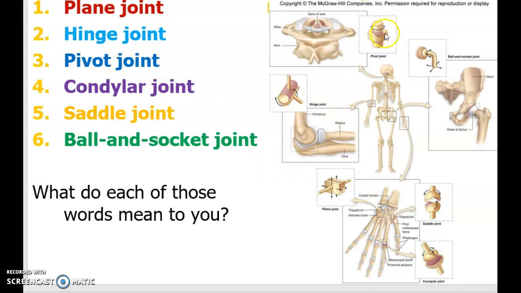A pivot joint, you have it between the ulna and the radius, and you have it between the dens of the axis and the atlas, since the atlas has no body. So a condylar joint, a lot of them are confused with hinge joints. A hinge joint, it's firmly in place. It only is moving in one plane.